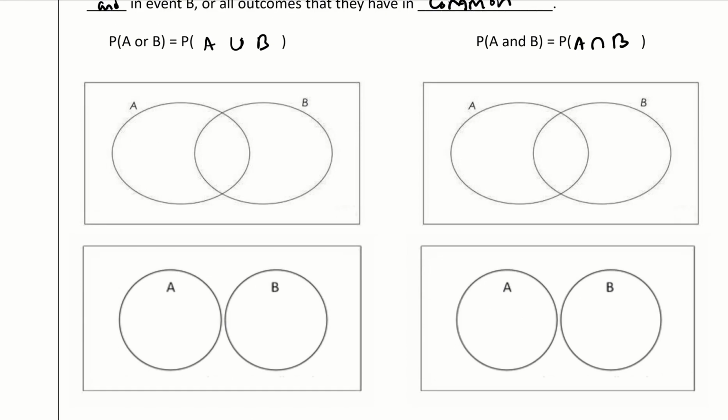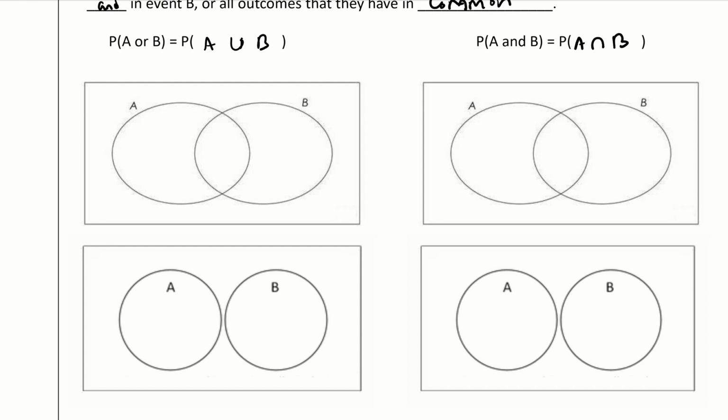So down below, we have it set up so that one row of Venn diagrams is non-mutually exclusive, and the other row is mutually exclusive, right? So if we had non-mutually exclusive events, meaning they have some overlap, that means that when you're trying to do the OR operation, you're going to be including everything in either A or B, right?